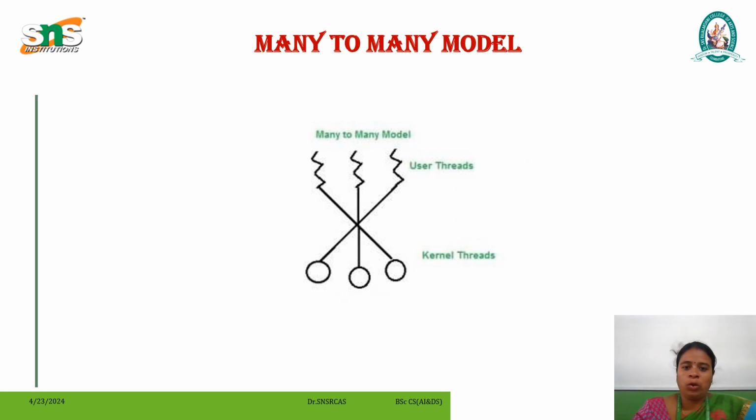Next one, many to many model. In this model, we have multiple user threads mapped to the same or a lesser number of kernel level threads. The number of kernel level threads is specific to the machine. The advantage of this model is that if a user thread is blocked, we can schedule another user thread to another kernel thread. The system does not block if a particular thread is blocked. This is the best multi-threading model.